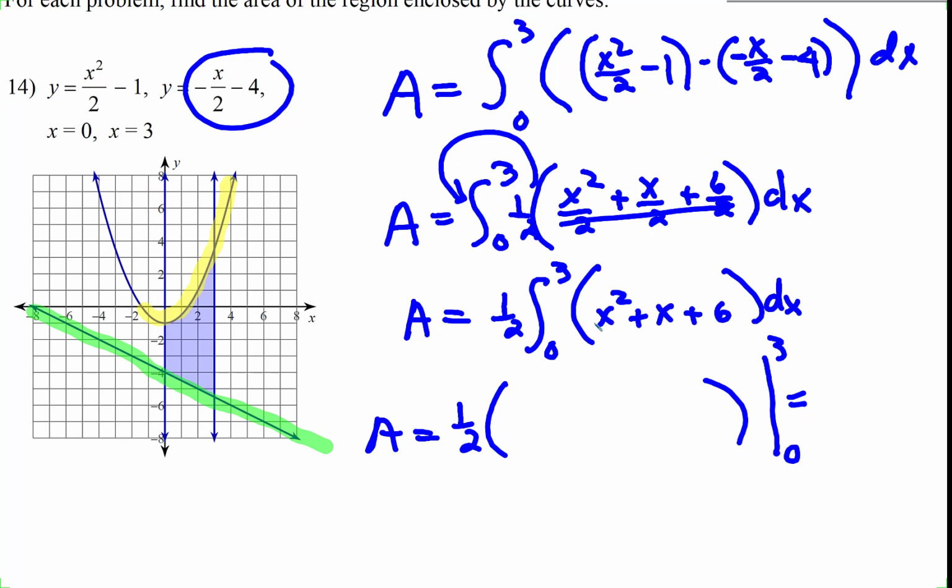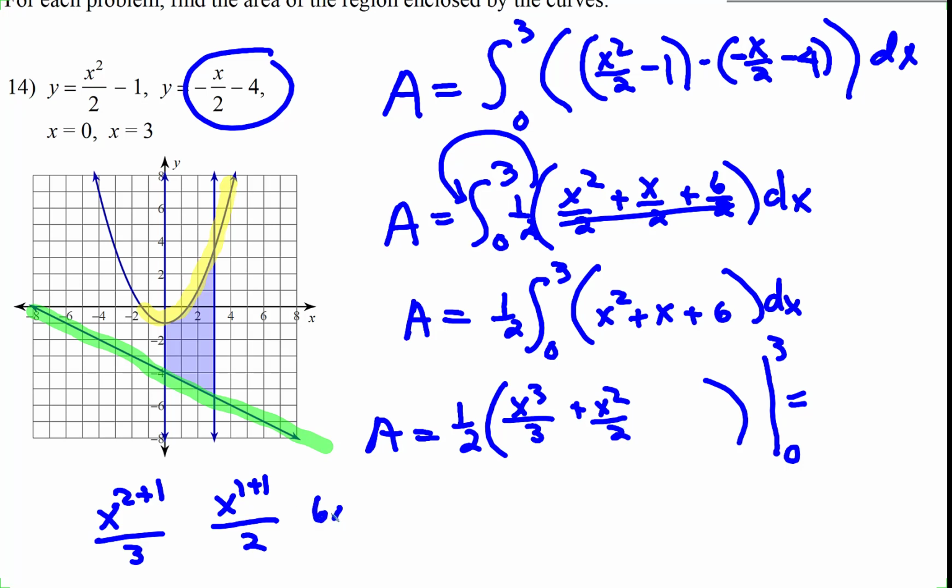So the integral of x squared, remember we add 1 and then divide by that. So it's x cubed divided by 3. The integral of x to the first, you add 1, divide by 2. So that's x squared divided by 2. And then the integral of 6, well, think about it, that's 6 times x to the 0. So when you add 1, 0 plus 1 is 1. Well, 6 divided by 1 is still 6, so you get 6x.